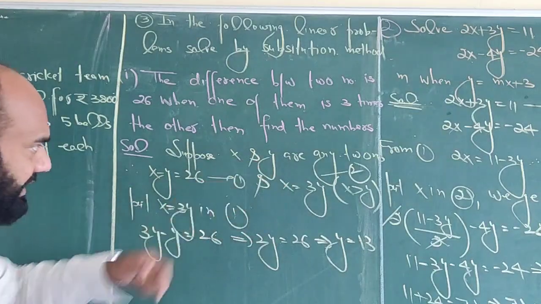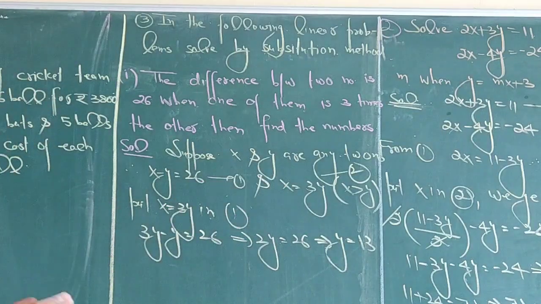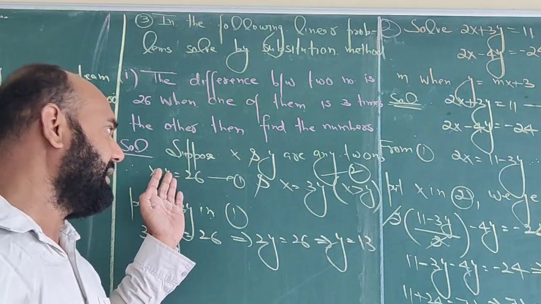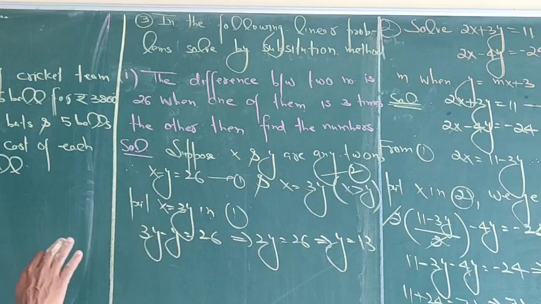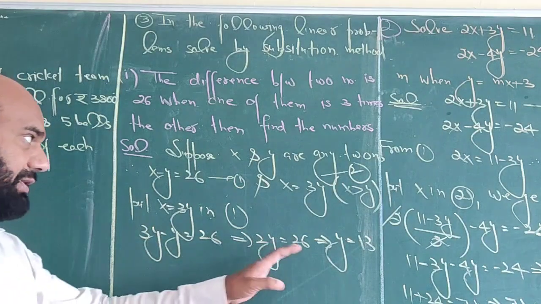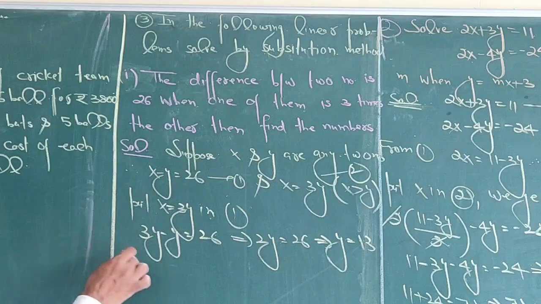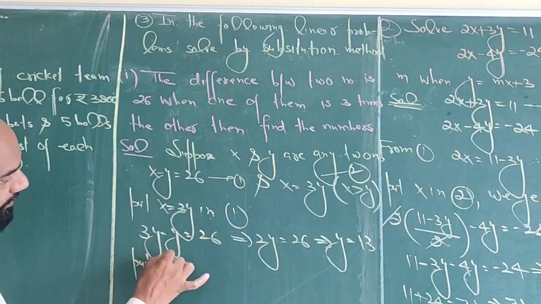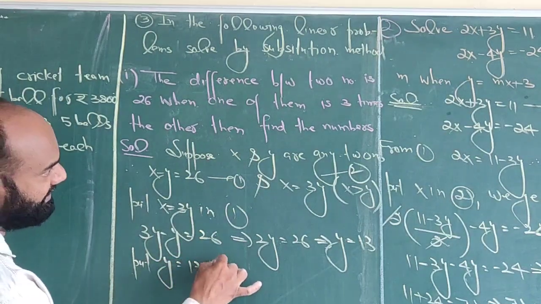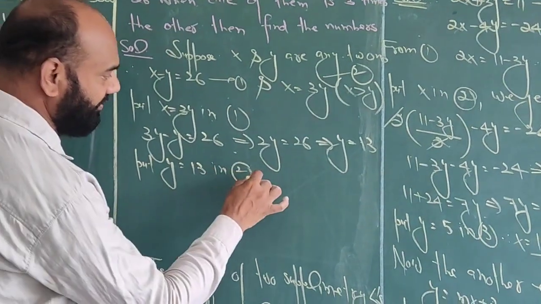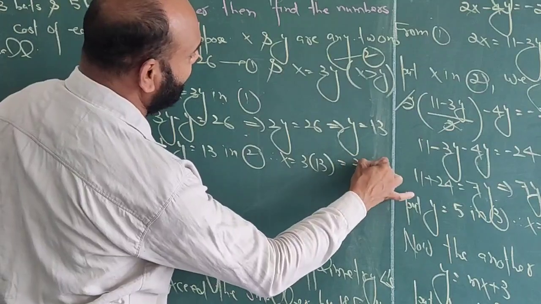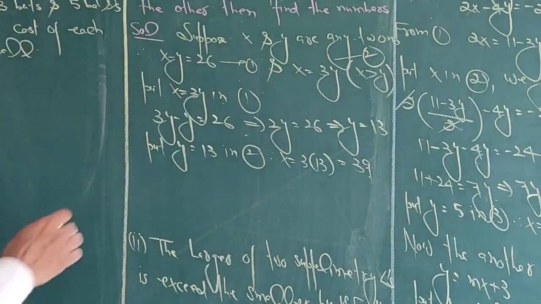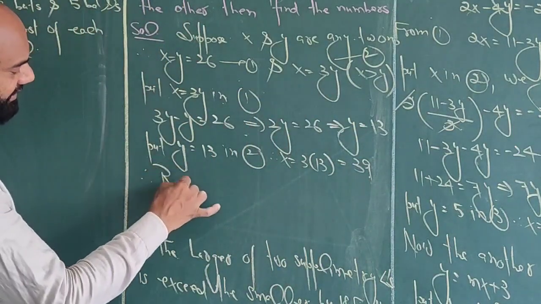Now put y equal to 13 in equation 1 or equation 2, as either way we get the same value of x. So we put y equal to 13 in any one of these two equations. So put y equal to 13 in equation 2. We can easily find the value of x. Therefore x equal to 3 times 13, and this is 39. So the required numbers are 13 and 39.